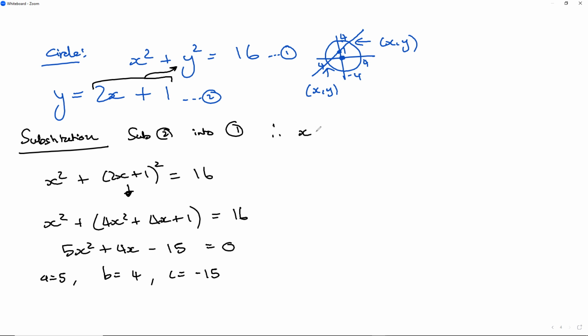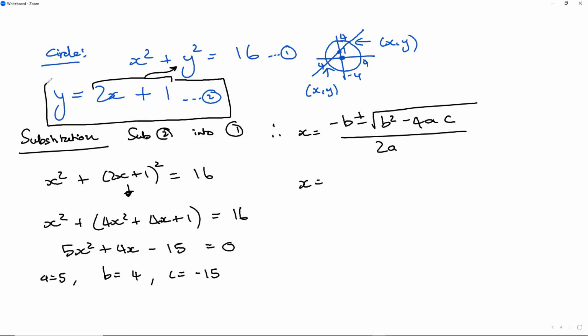So therefore, I know that my x value can be found by taking minus b plus minus the square root of b squared minus 4ac, divided by 2a, using the quadratic formula. This will get me my x values, which I can then use to find my y values. Once I've got my x values, I'm going to substitute them into this equation because it's the easiest, it's ready to go to find y.